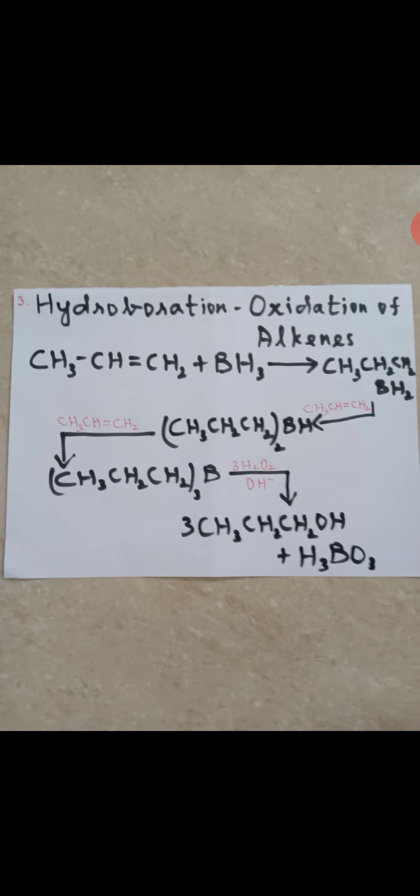Next, it adds to another propene to give di-n-propyl borane. Next it adds another propene to get tripropyl borane. Can you see it there? An H atom is removed and in its place a propyl group is added. In the first one, n-propyl borane, we have BH2. In the second, we have BH, so instead of one H, one more propyl group comes. In the third, tripropyl borane, another H is removed.